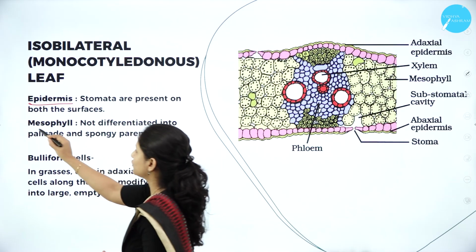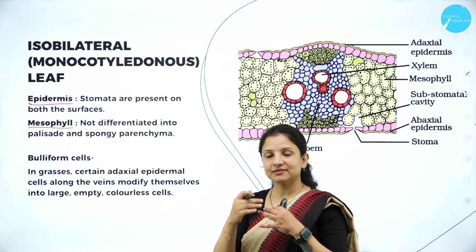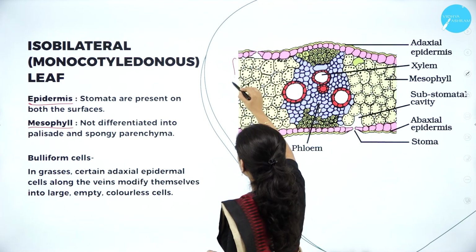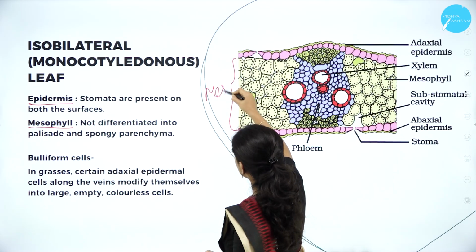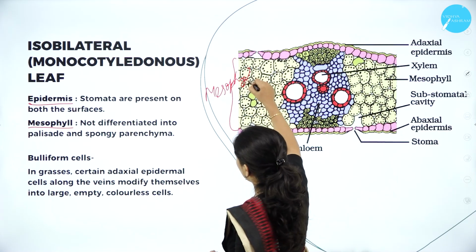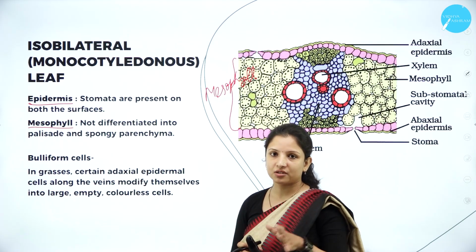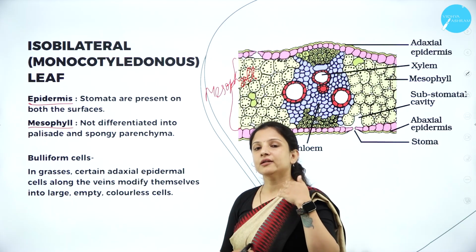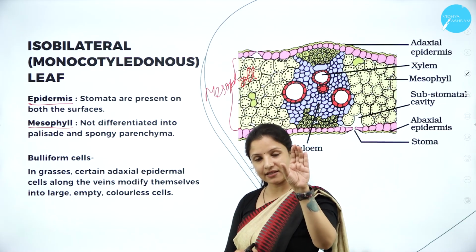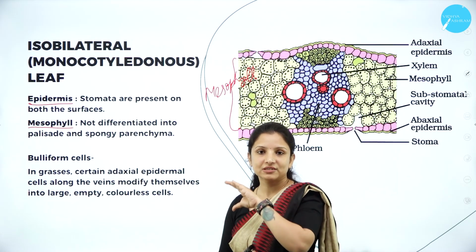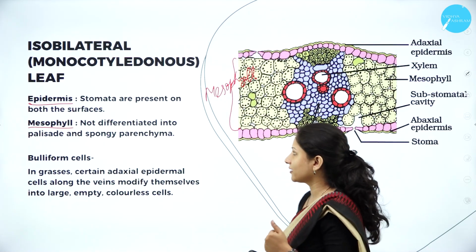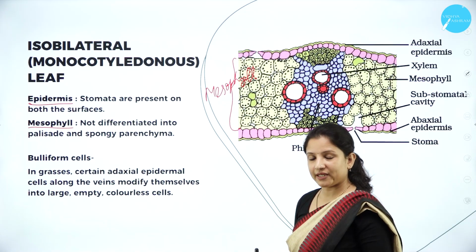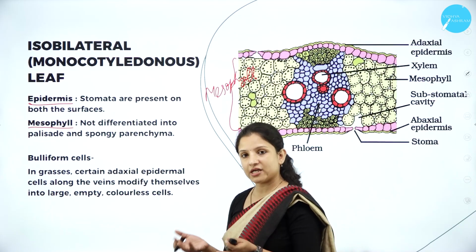And talking about the mesophyll, which consists of parenchyma cells right between the upper epidermis and the lower epidermis, this is the mesophyll region. Now what is the mesophyll region made up of? The mesophyll region is not differentiated into palisade or spongy parenchyma like it was in the dicot. In the dicotyledonous leaf, towards the adaxial epidermis they had palisade parenchyma, and towards the abaxial epidermis they had spongy parenchyma. But in this case, they just have parenchyma cells with intercellular spaces, having chloroplasts in them, which helps in photosynthesis.